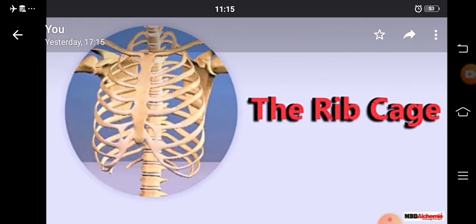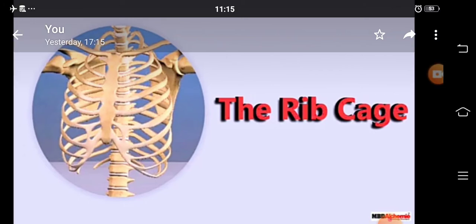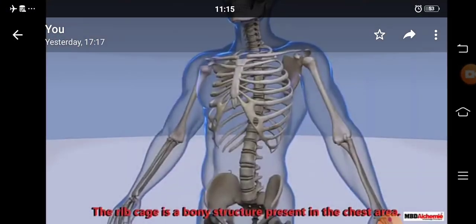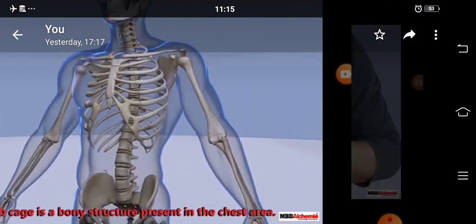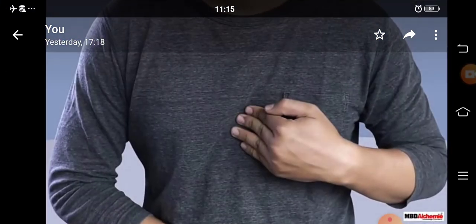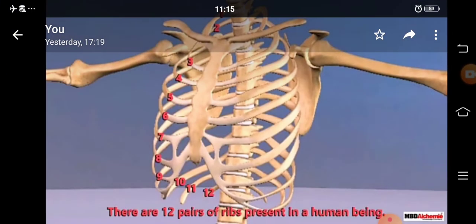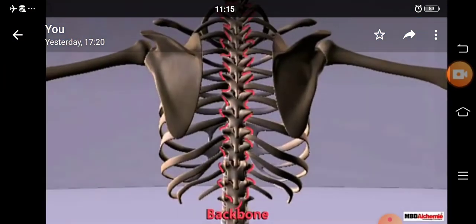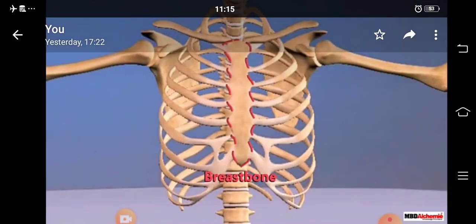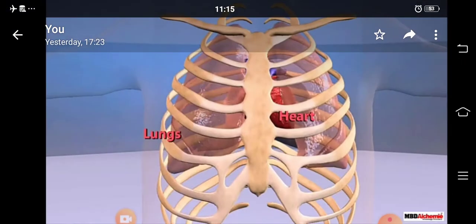The next part of the skeleton is the rib cage. The rib cage is the bony structure present in the chest area. You can easily feel it each time you keep your hand on your chest. There are 12 pairs of ribs present in a human being. The ribs are joined to the backbone on the back and the breastbone in the front. The rib cage protects many important internal organs such as the heart and lungs.